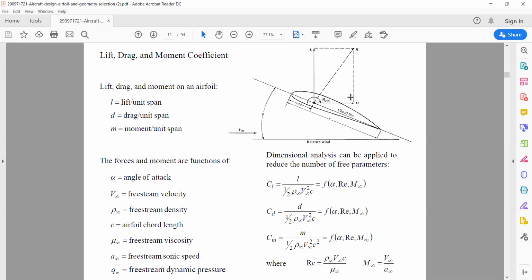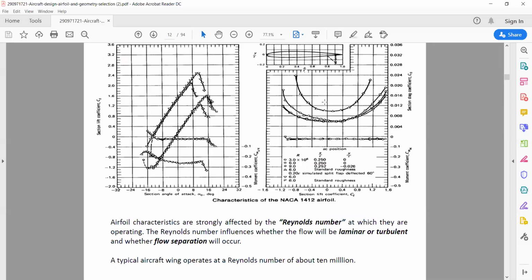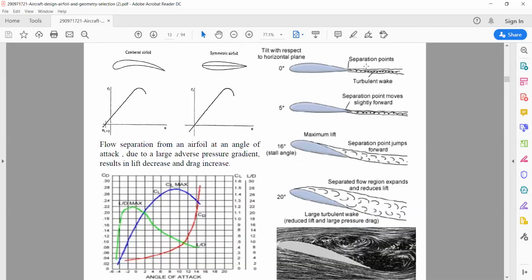By flow separation, what happens? Turbulence increases. I will discuss how it happens with the increase in the angle of attack. For the typical aircraft, you can see here, this is the thing we were speaking about before: 0 degree, 5 degree, 16 degree, 20 degree. This is the change in the angle of attack with respect to the flow over the airfoil.